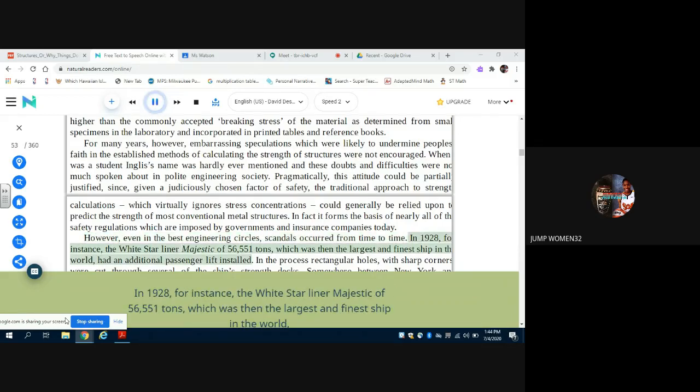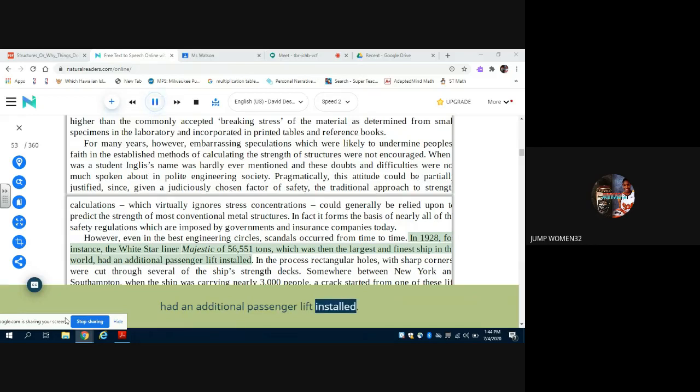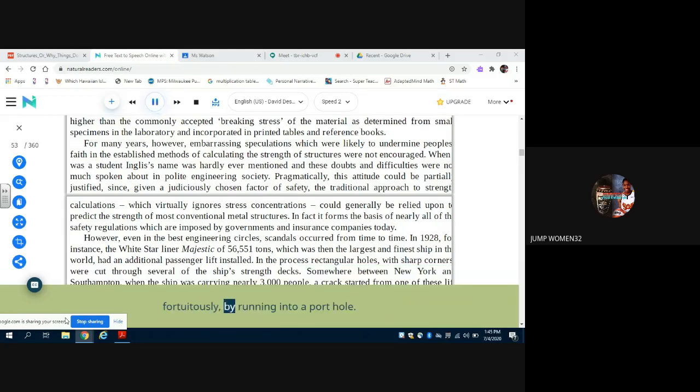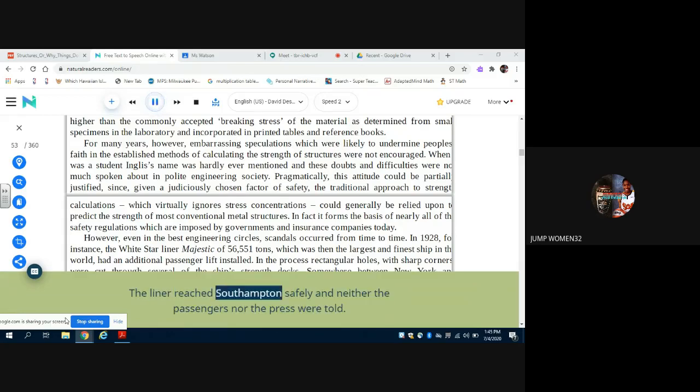In 1928, for instance, the White Star liner Majestic of 56,551 tons, which was then the largest and finest ship in the world, had an additional passenger lift installed. In the process, rectangular holes, with sharp corners, were cut through several of the ship's strength decks. Somewhere between New York and Southampton, when the ship was carrying nearly 3,000 people, a crack started from one of these lift openings, ran to the rail, and proceeded down the side of the ship for many feet before it was stopped. Fortuitously, by running into a porthole, the liner reached Southampton safely and neither the passengers nor the press were told.